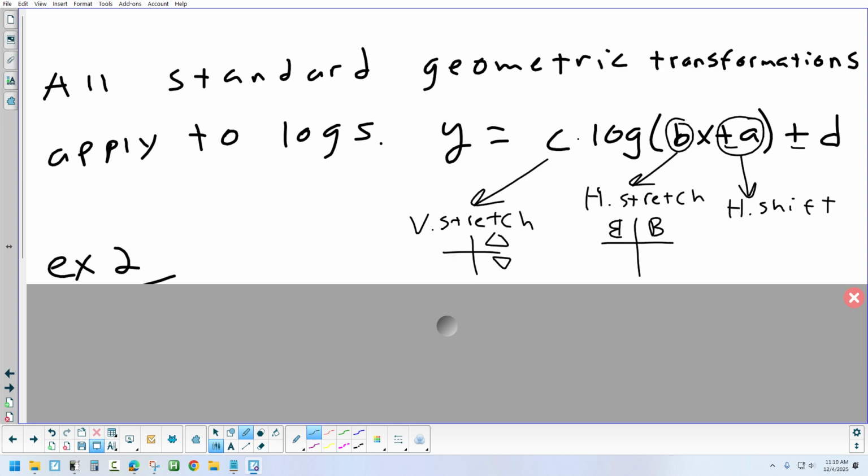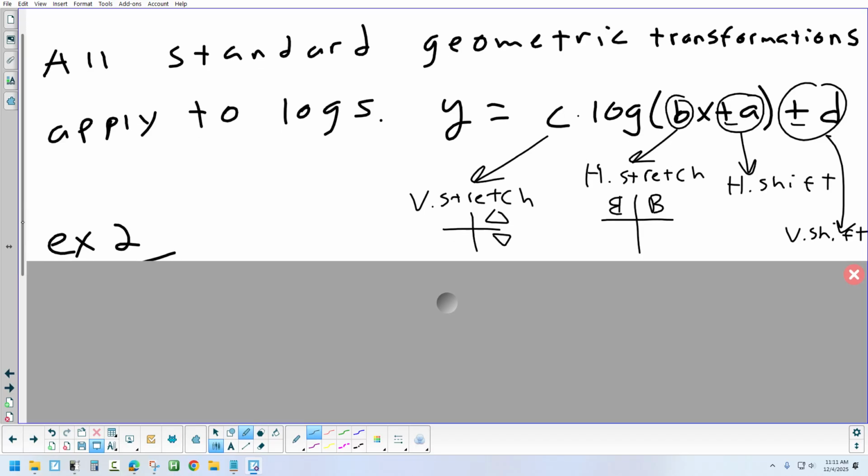Okay, and the last one is D. D is like A, it's adding and subtracting, but now it's on the outside. So what does D do? Vertical shift. And if it's positive, it would shift it up, and negative, down. So again, for more detail on that, just look at the example from Monday, which has a lot of detail, but it's identical to this.